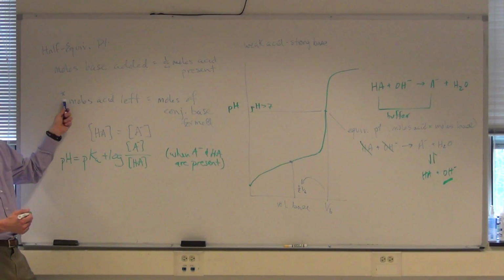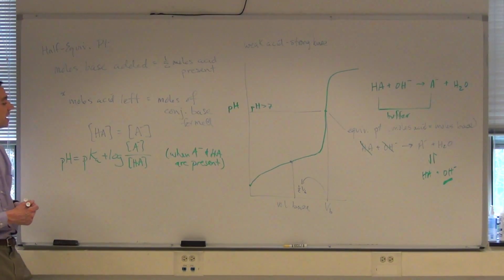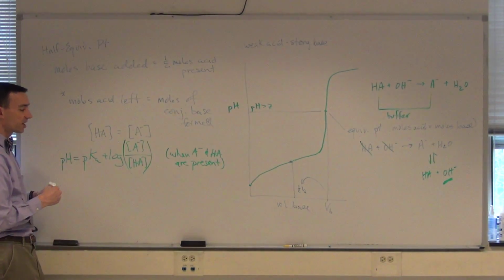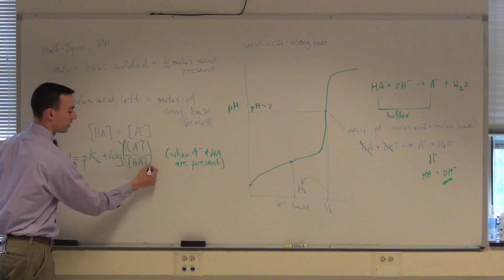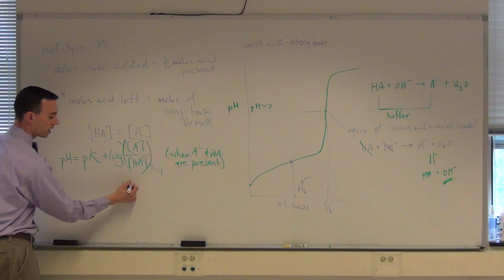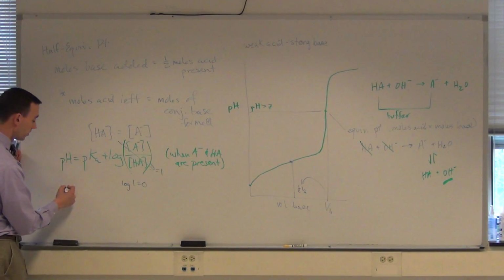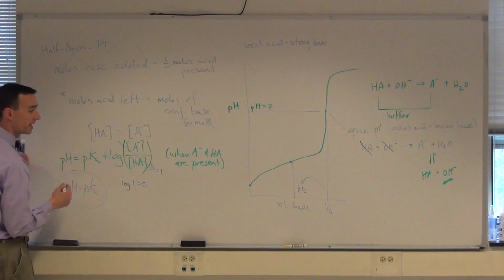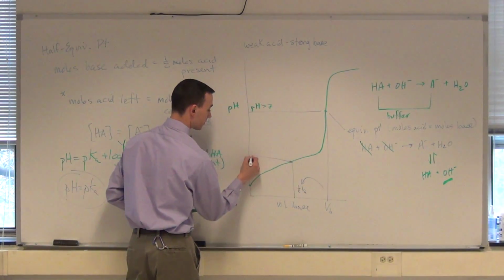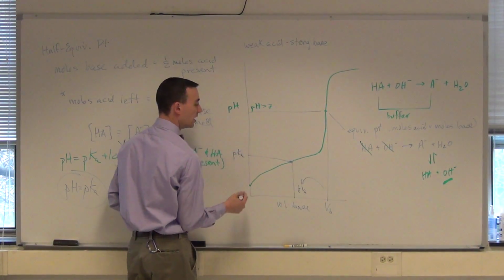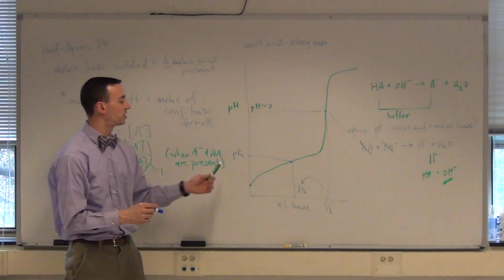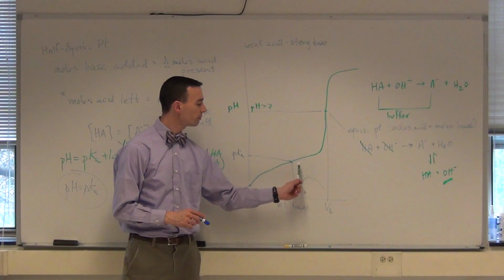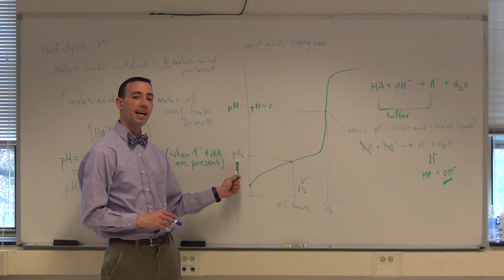Well, at this special half equivalence point, the HA and A minus are equal to each other. So this entire fraction equals the number 1. And the log of 1 is 0. So the pH at that point equals the pKa. So whatever your experimental pH is, that's why we're going to follow this throughout the reaction. Whatever your experimental pH is, it becomes the pKa of your acid.